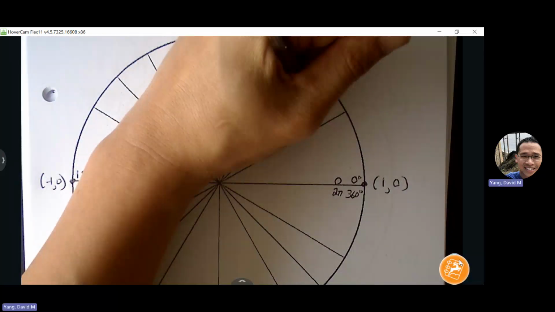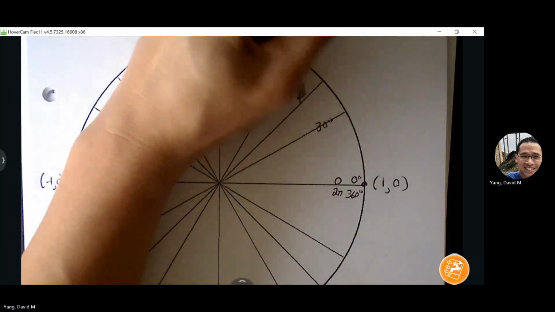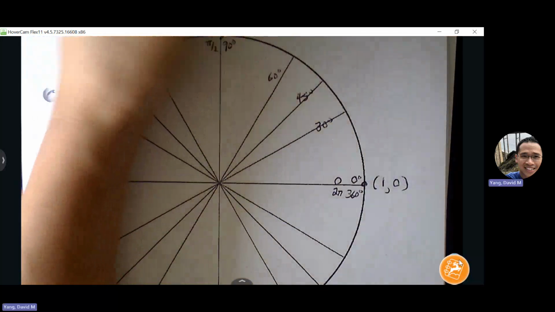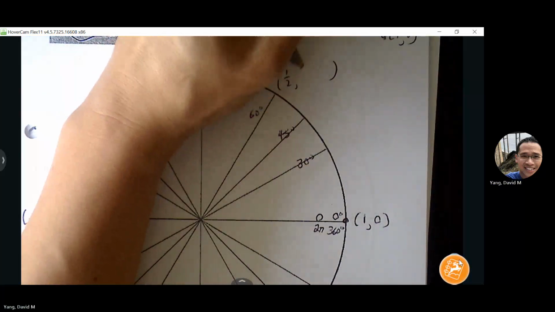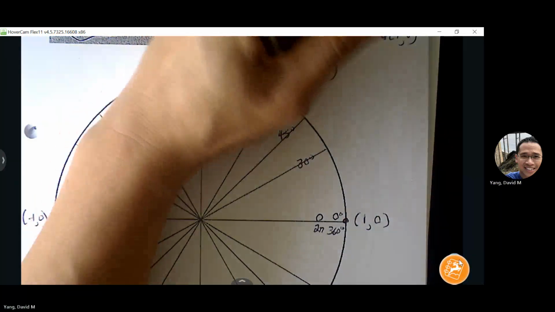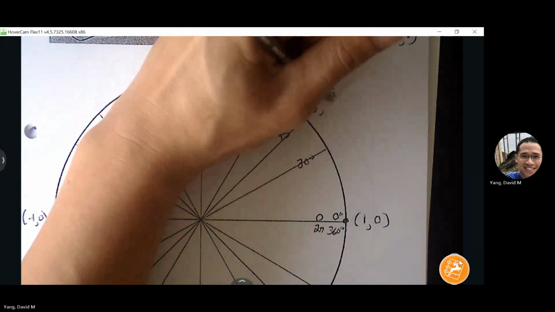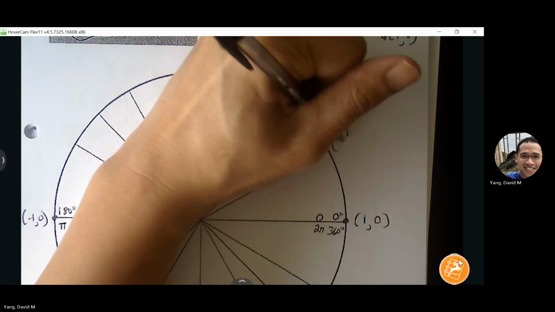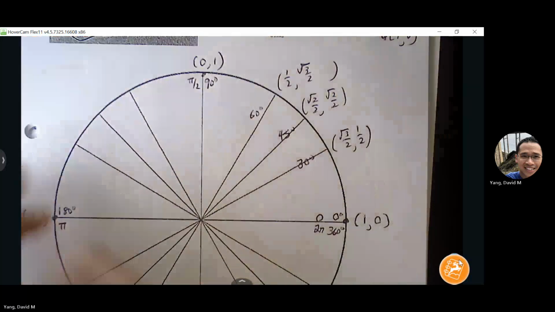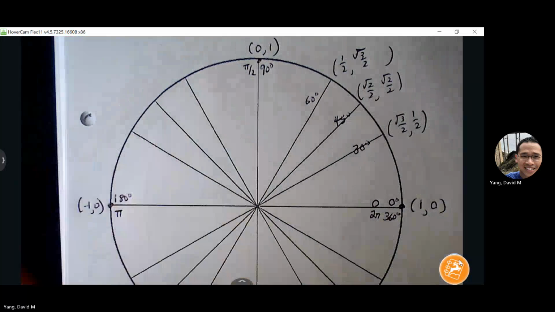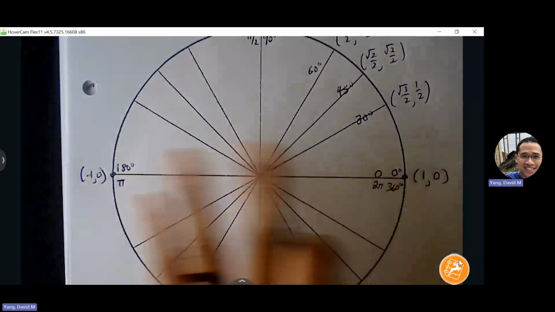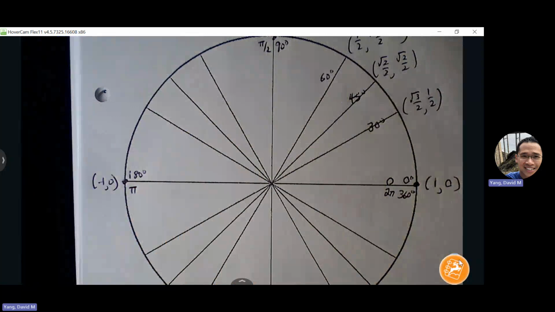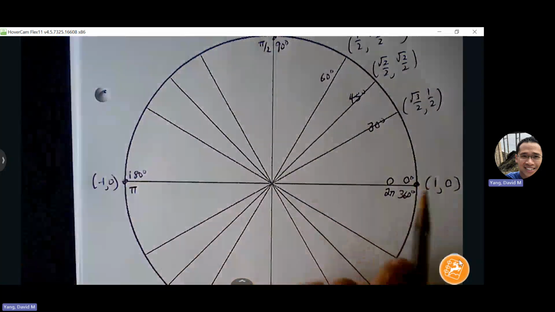Okay, so we know this is 30 degrees, 45, 60 degrees. I'll go ahead and fill out the first quadrant again. Okay, degrees are not as important, but it's important. I mean, we have to know where it links up with.